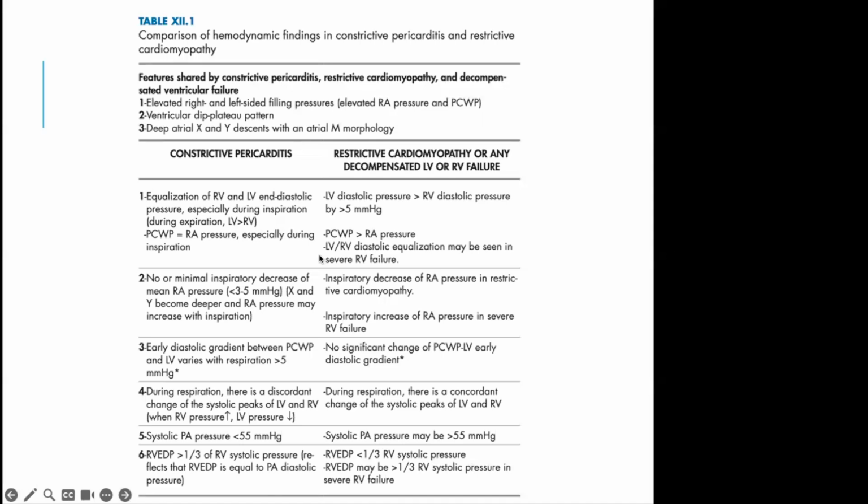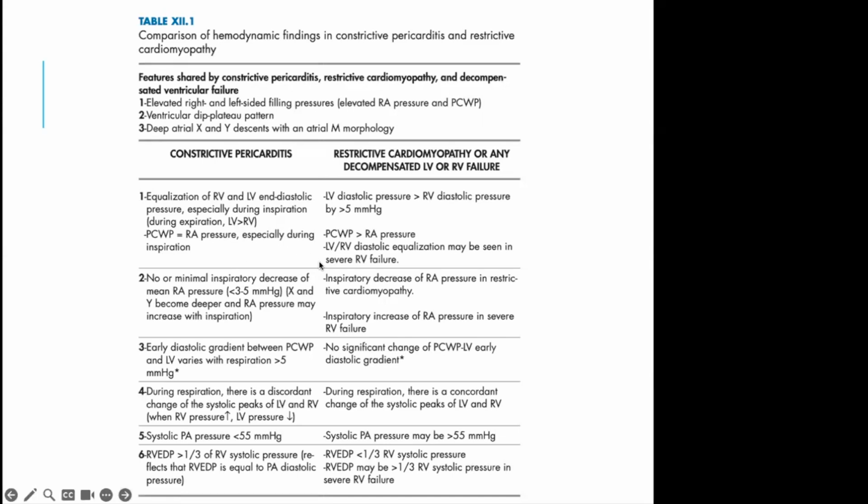However, something to note is that the more severe your right ventricular failure gets, the more likely you can get left ventricular and right ventricular diastolic equalization. The second point is talking about Kussmaul sign. With constrictive pericarditis, you may even get an increase in your mean right atrial pressure with inspiration.